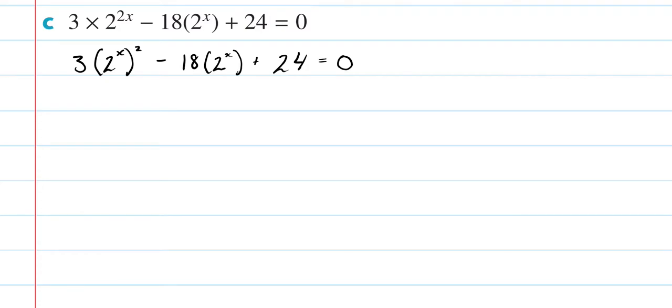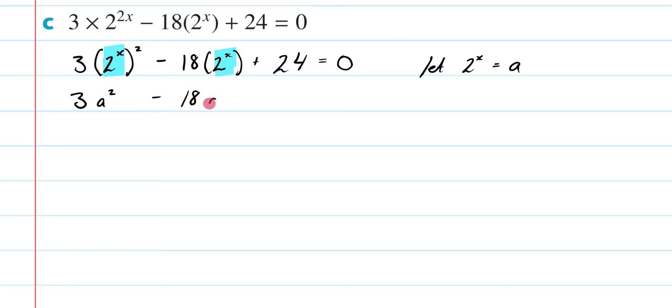As you can see here, I have this 2^x which is squared, then I have 2^x which isn't squared, then I have a constant. So that means what I'm going to say is let 2^x equal a. So this is going to be 3a squared minus 18a plus 24 equals 0. Now I have a common factor here. I can take out 3 each time.